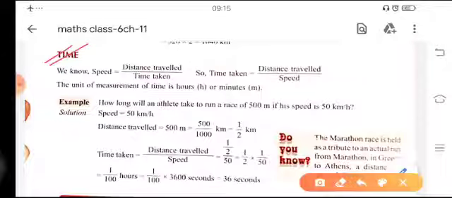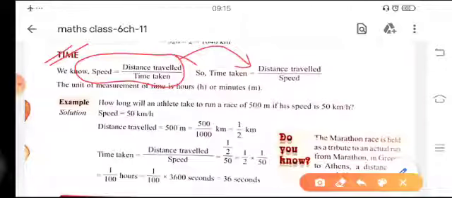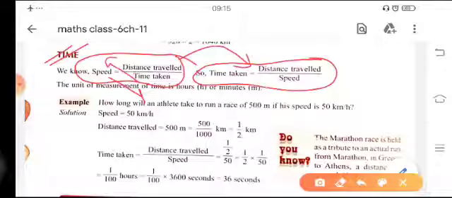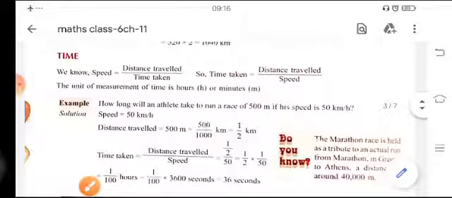Next is time. Again we go to the formula speed equals distance upon time. From this formula we will convert to a new formula related to time, that is, time equals distance traveled upon speed. We interchange the places of speed and time. The unit of measurement of time is hours, minutes or seconds, as we can calculate the time in hours, in minutes or in seconds.